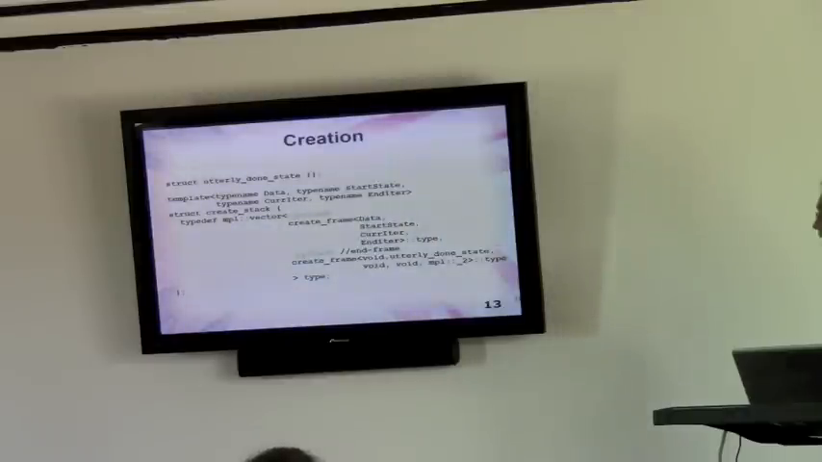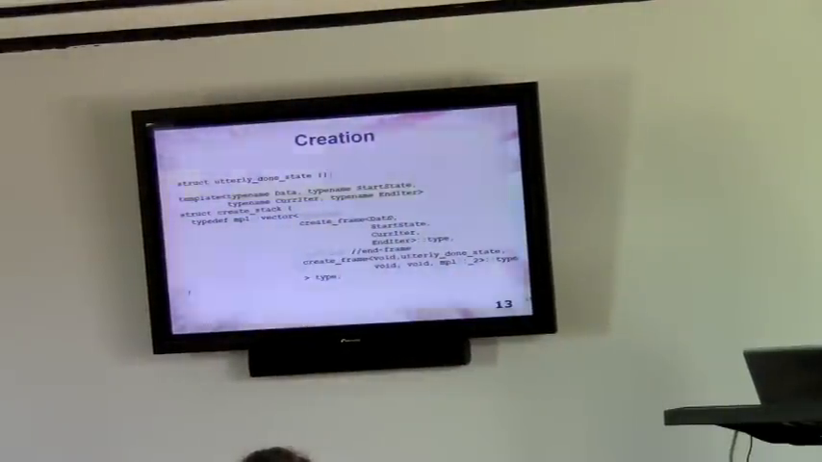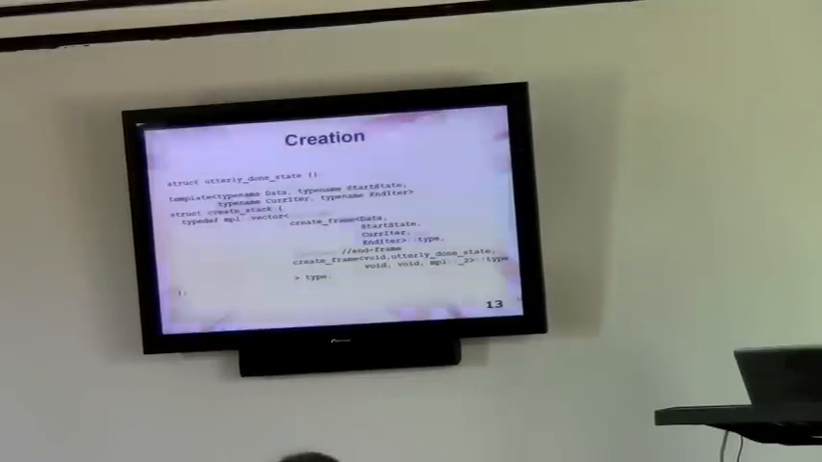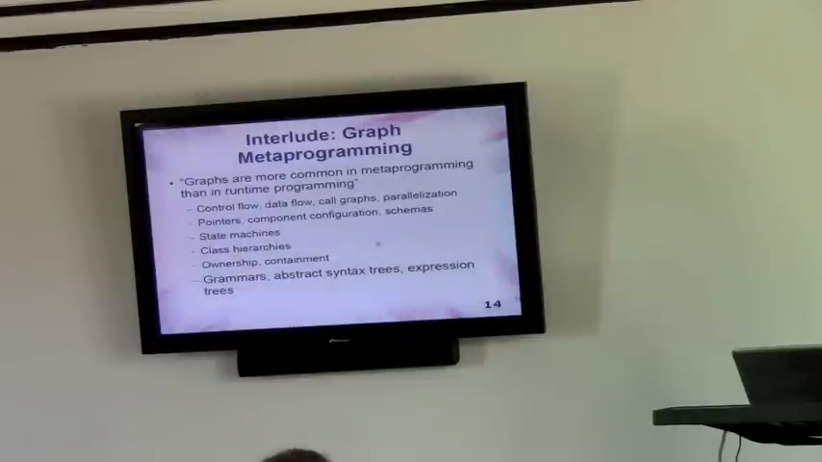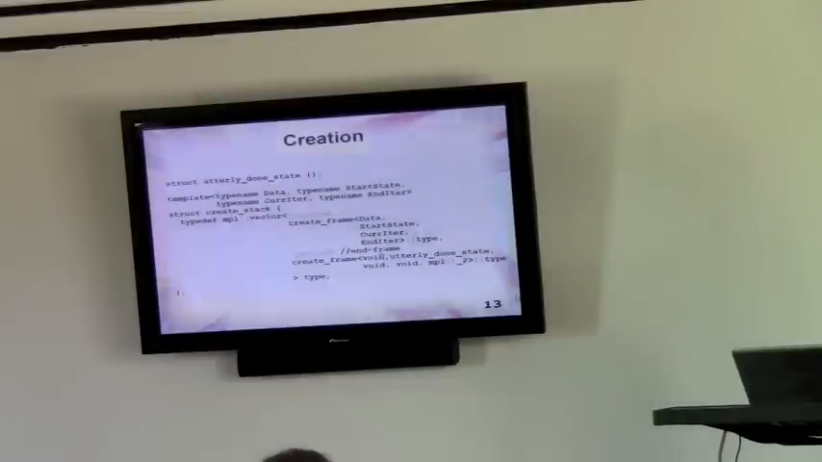So here we start looking at the actual data that's created for this pushdown automaton. We're going to have a stack. Each frame is going to have the data, which is application defined. It's going to have a state that you're in. It's going to have a pair of iterators for the particular type sequence that we're looking at at that point. I have a special sentinel end frame, which is just this ugly done state.